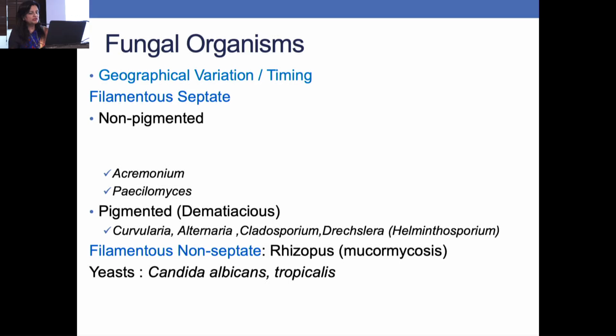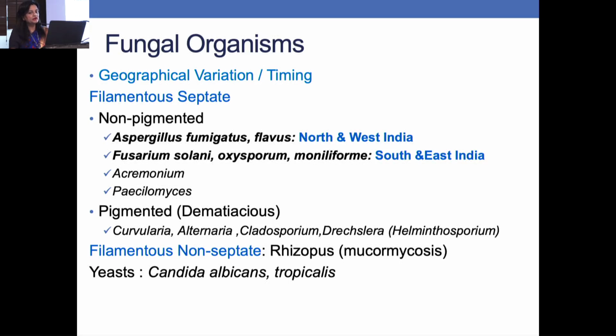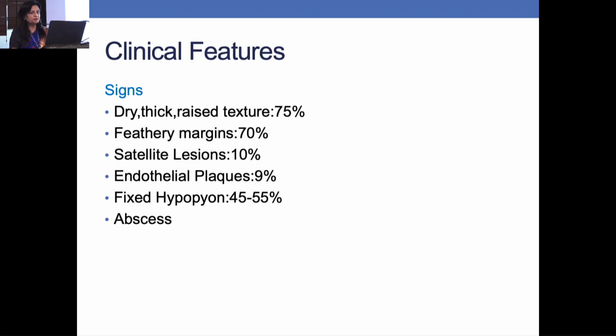There are no financial disclosures, and I think it is very important to know geographically where you are located when you are managing any microbial keratitis. If you're in South India, I am told it is Fusarium which is the commonest. If you're in North India, it is Aspergillus which is the commonest. That is something you have to keep in mind.